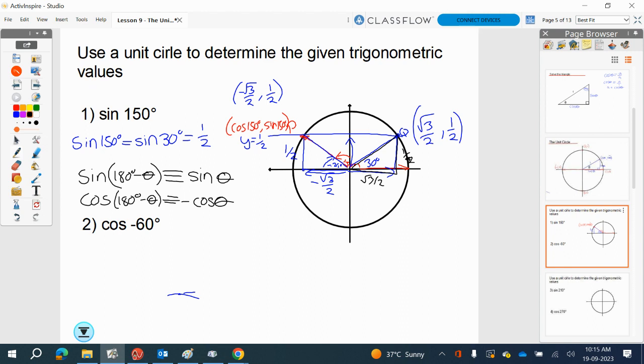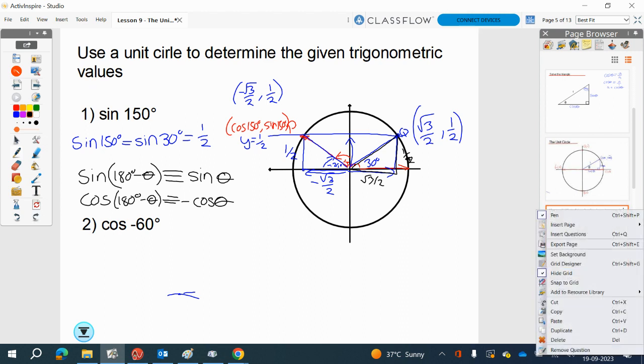All right, let's try. I'll just copy this. Duplicate.